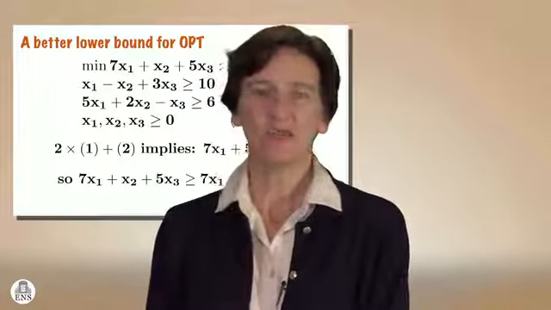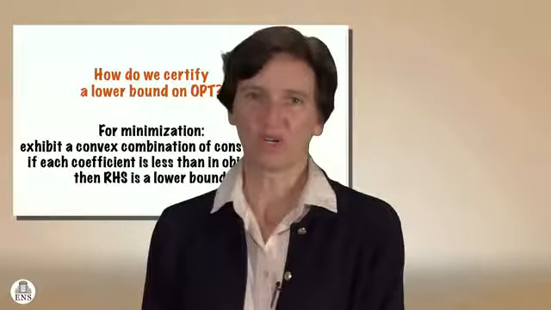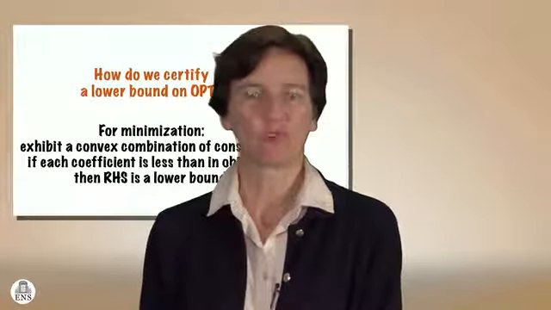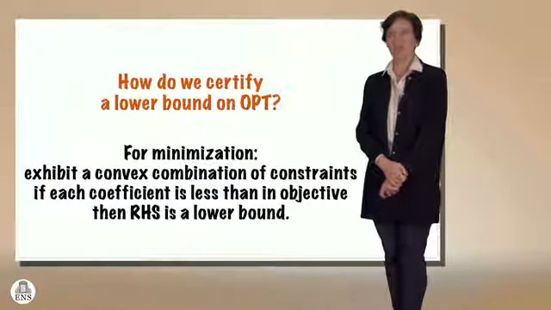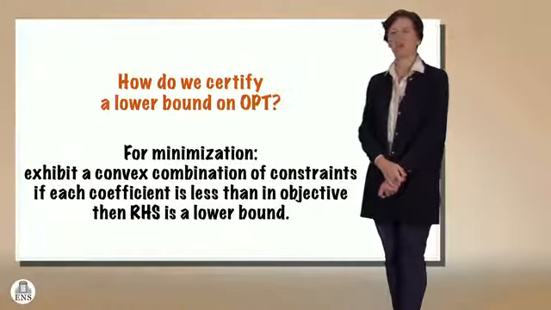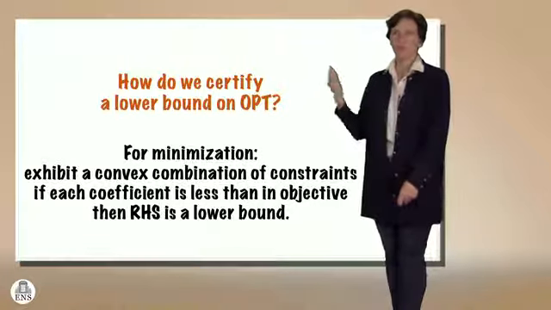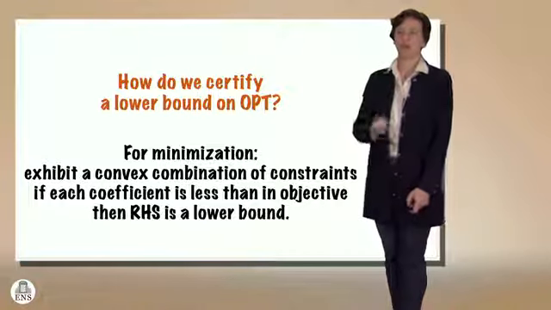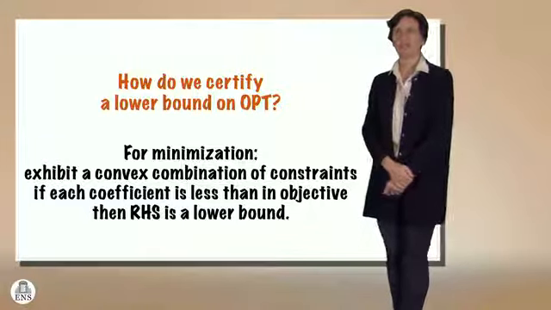So this is a way to get a lower bound for a minimization problem. How do we prove that opt is greater than something if we have a minimization linear program? We find a convex combination of constraints such that each coefficient is less than the corresponding coefficient in the objective function. Then we know that the right-hand side of this new constraint is a lower bound on opt. So these are two ways to get upper bounds, lower bounds on the optimal value. And then we can get an interval, a range for the possible values of opt.